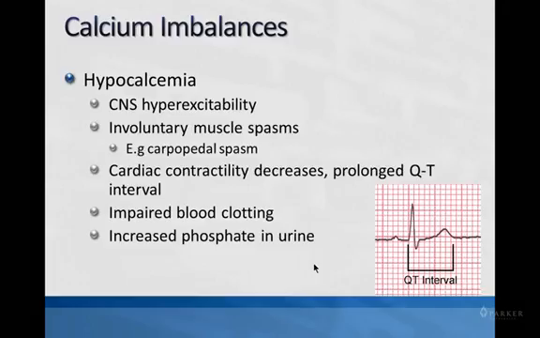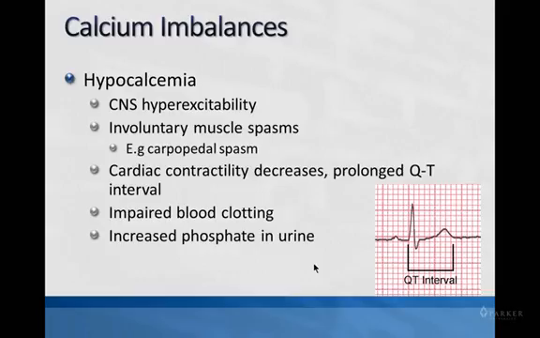The low calcium also could impair blood clotting. This trimester, we're going to learn about the coagulation cascade. Calcium is a necessary cofactor in a number of the steps involved in coagulation. So people who have low blood calcium may have a problem with blood clotting. You also will associate hypocalcemia with increased phosphate in the urine. Right now that doesn't mean anything to you, but it's one of the things that you may observe if someone's low in calcium.